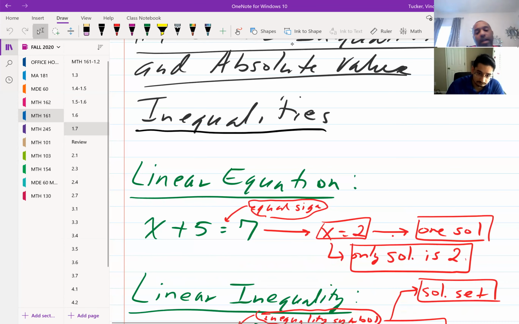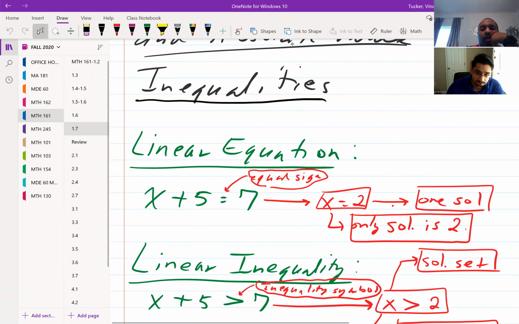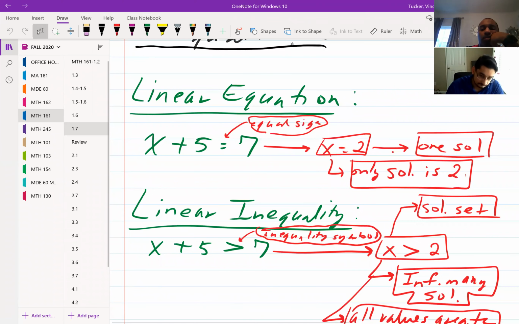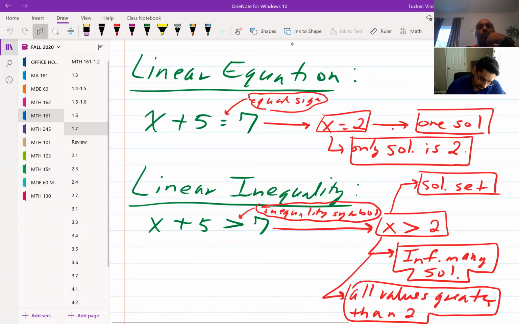Linear inequalities and absolute value inequalities. Up to this point, we've dealt with equations. Now we're looking at inequalities, and let's look at the difference between the two. Of course, we had quadratic equations as well, but we're just comparing linear to linear right now. Linear equation compared to your linear inequality. Well, the first thing is that one has an equal sign, and the other has an inequality symbol.